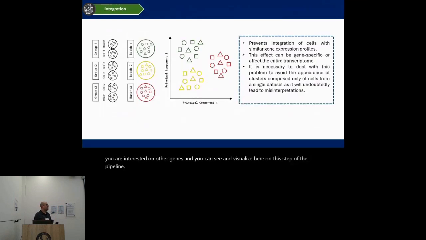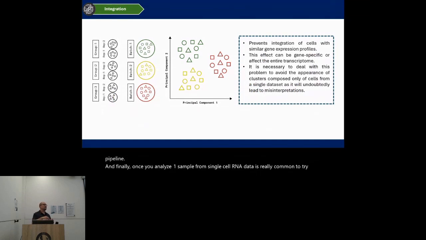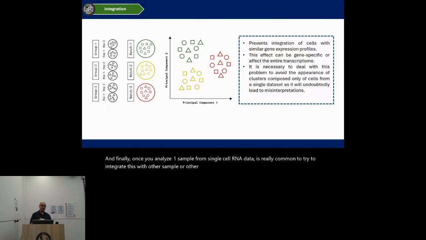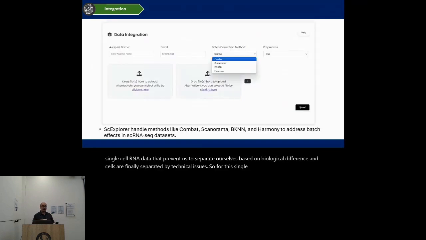And finally, once you analyze one sample from single-cell RNA data, it's really common to try to integrate it with other samples or other studies. However, batch correction is an issue in single-cell RNA data that prevents us from separating based on biological differences, and cells are finally separated by technical issues. So for this, scExplorer addresses this problem with 4 methods for batch correction: Combat, Scanorama, BBKNN, and Harmony. We created this so the user can run all of them and see which one is more suitable for your type of data.